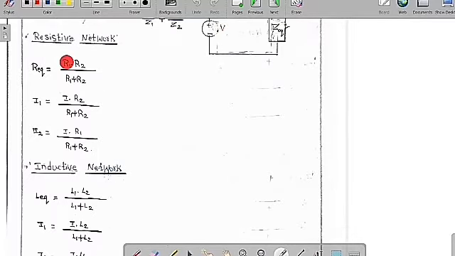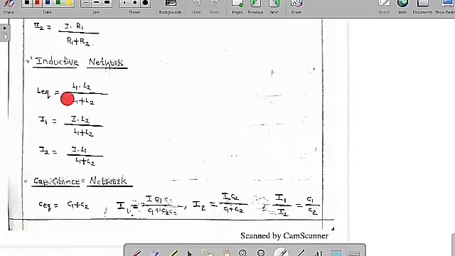Suppose two resistors are connected in parallel, then the net equivalent resistance is R1 into R2 by R1 plus R2, whereas current I1 is equal to I into R2 by R1 plus R2, and I2 is equal to I into R1 by R1 plus R2. If two inductances are connected in parallel, then the net equivalent inductance is L1 into L2 by L1 plus L2, and similarly I1 is equal to I into L2 by L1 plus L2, and I2 is equal to I into L1 by L1 plus L2.